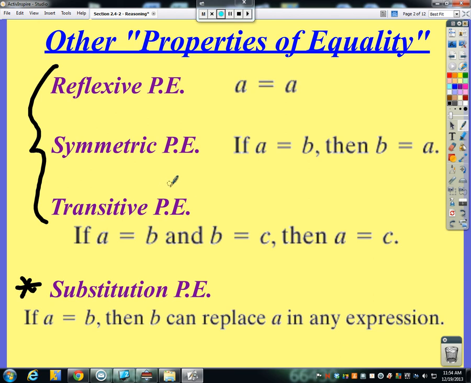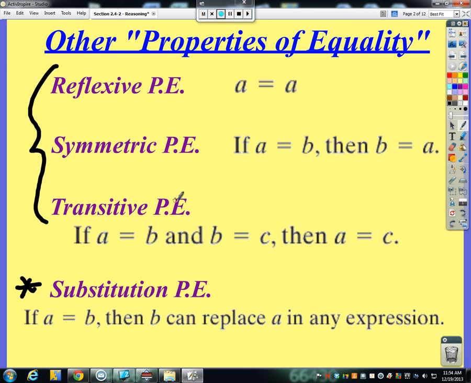The symmetric property of equality is one we really won't use too terribly much throughout the year, but we discuss it here. It basically says that if a equals b, so if we have two different things here, then technically the second thing is equal to the first thing, okay?